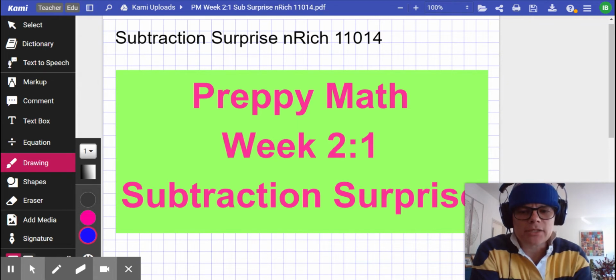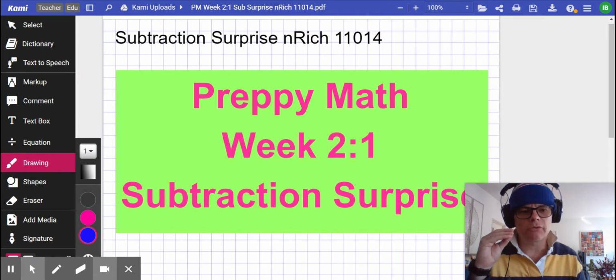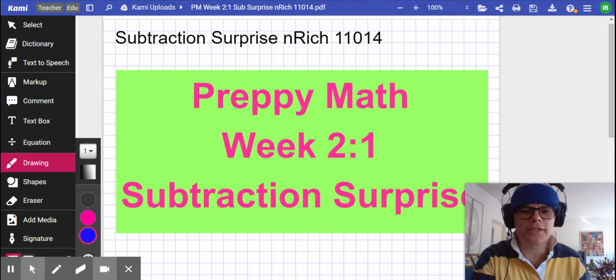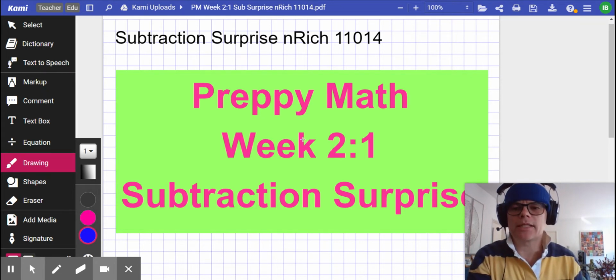Every nRich task has a unique code. And if you Google it, you'll find this subtraction surprise. But we're going to kick on straight away with the example.